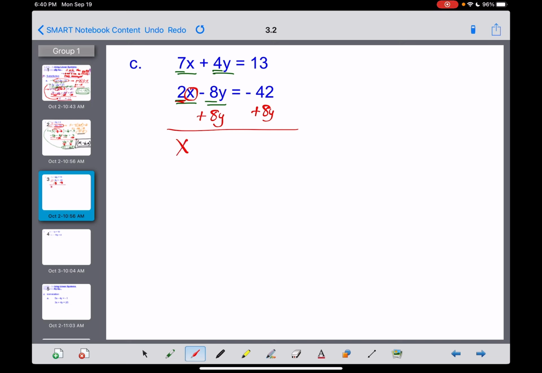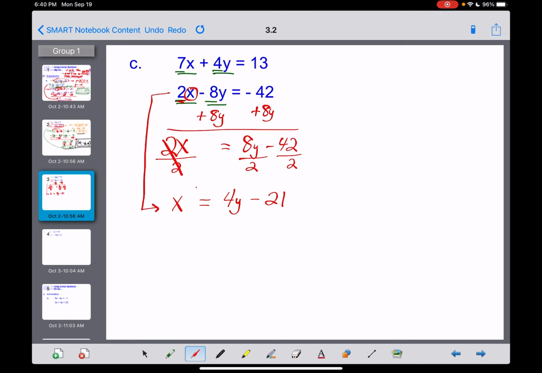So 2x, those will cancel, is equal to, and I think most of you would probably prefer to write that as 8y minus 42. Now, we're going to divide by 2 in all three of those terms. And we're going to get an isolated variable, which is what we wanted here. X is equal to 8 divided by 2 is 4y minus 42 divided by 2 is 21. Hey, so it took a little bit of work, but we just isolated a variable.